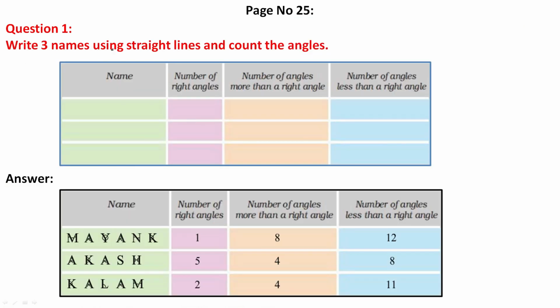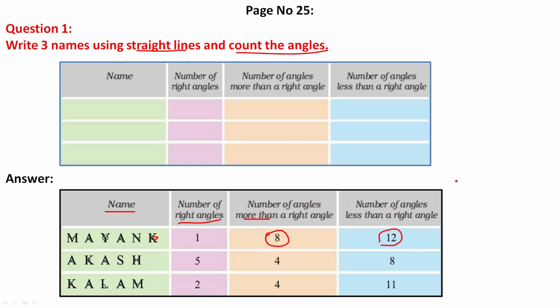Write three names using straight lines and count the angles. So here you can write your name. For example, here Mayank. Number of right angles in the name Mayank. How many right angles are there? Here you can find only one right angle on this side. Number of angles more than a right angle, nearly 8 angles are coming. Less than a right angle, you can find 12 angles in the name Mayank.